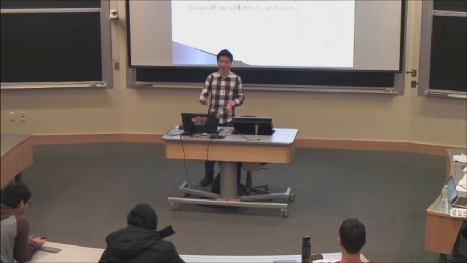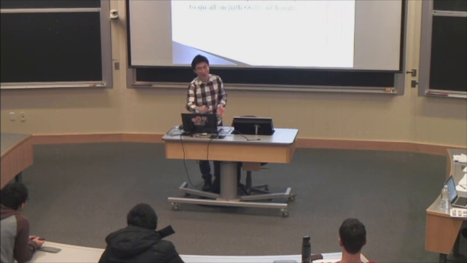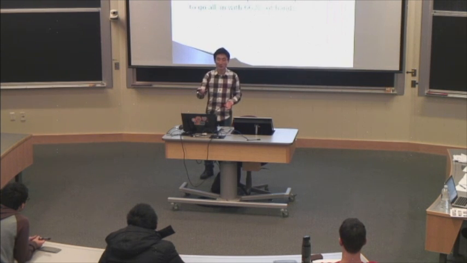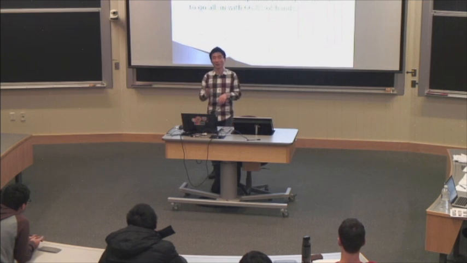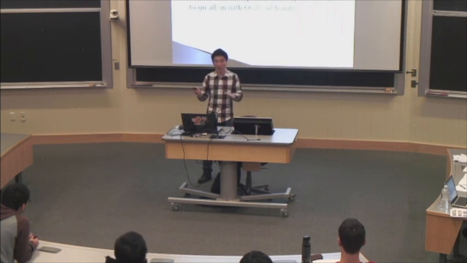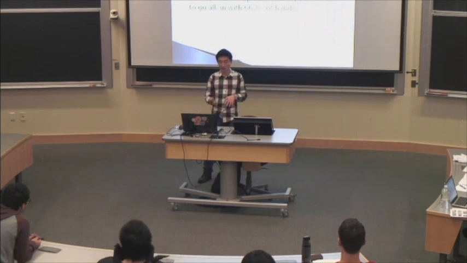The reason why this is called the convergence point is because if the small blind is shoving 66.8%, the best response for the big blind is 38.5%. And the best shove against a 38.5% calling range is 66.8%. So it essentially converges. That's why it's called an equilibrium. So hopefully this gives you a more concrete example, for those of you who haven't seen exactly what a Nash equilibrium is, of what I mean by optimal level 3 reasoning play. Okay, so that's enough of that.